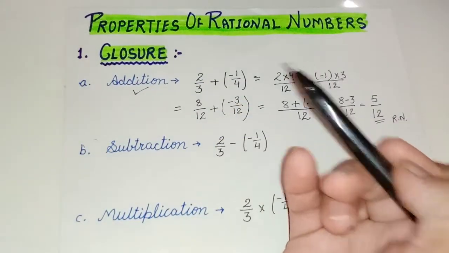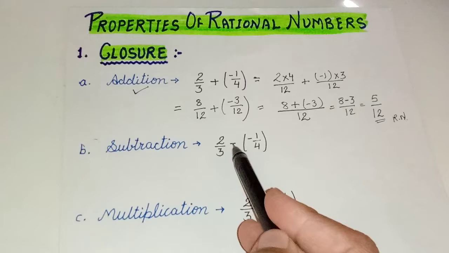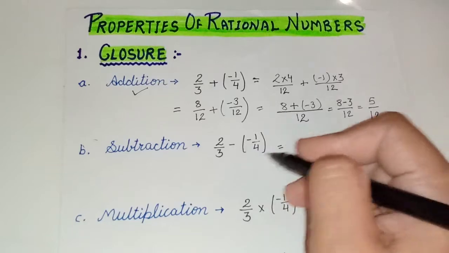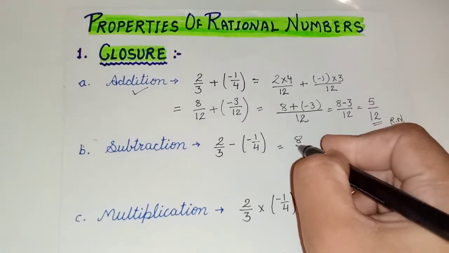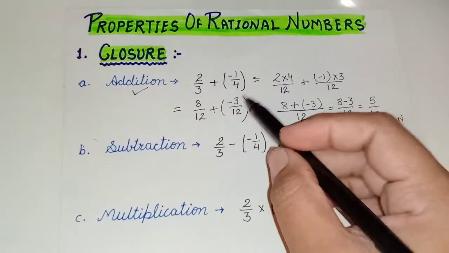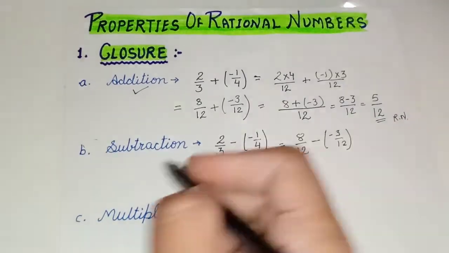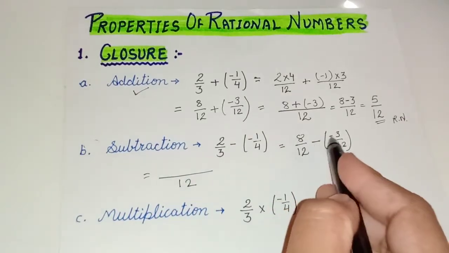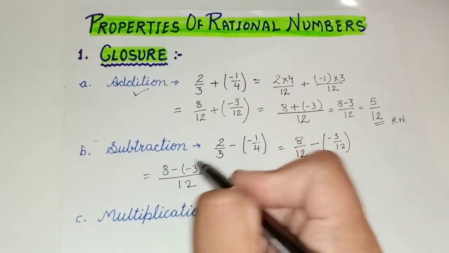Yes, closed under addition. Now let us see about subtraction. The same rational numbers I have taken, but with the operation minus here. So let us solve it. Again we will make them like. The numbers are the same, so the fractions will be the same. Here 2 by 3 will become 8 upon 12 minus, and minus 1 by 4 will become minus 3 by 12. So the denominators became the same, so it will be written as it is. So here we have 8 minus minus 3. The bracket will be opened, minus minus will become plus.